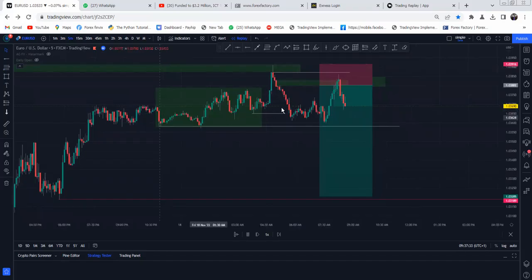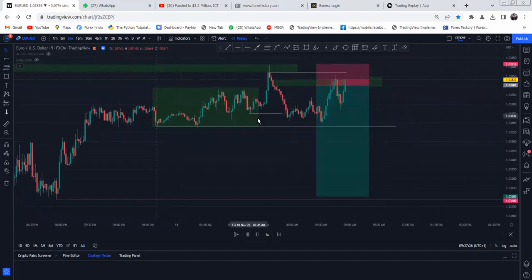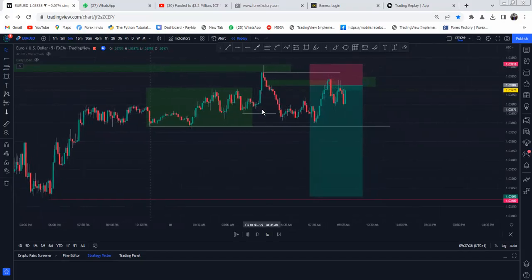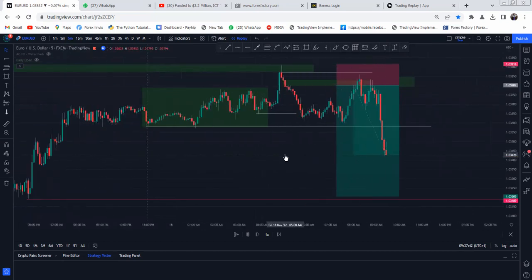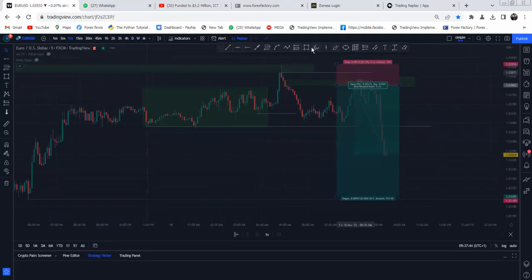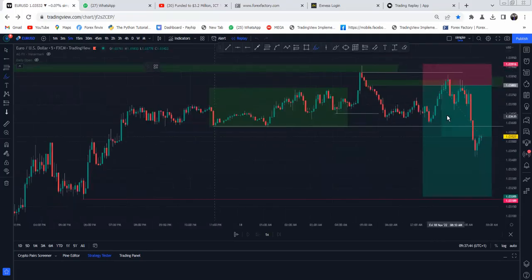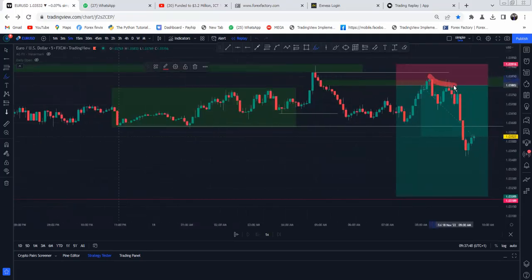So we had our accumulation, price manipulates, clears this low, gives us a structure break here, and then it starts dropping, right? It is as simple as that. If you didn't enter from there, this is another entry that you would have taken from this other block or from the fair value gap as well.